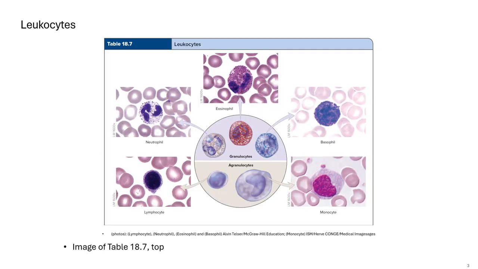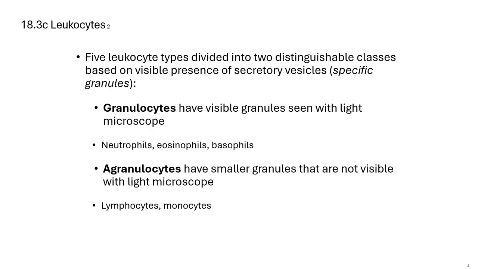And we'll look at 5 different types of leukocytes. So these are our different leukocytes. We have lymphocytes, neutrophils, eosinophils, basophils, and monocytes. Now you'll notice here that these are divided into what are called granulocytes and agranulocytes. Granulocytes and agranulocytes vary based on whether or not you see granules. The term granulocyte tells you that there are visible granules. Agranulocyte, that prefix a just means without or not.